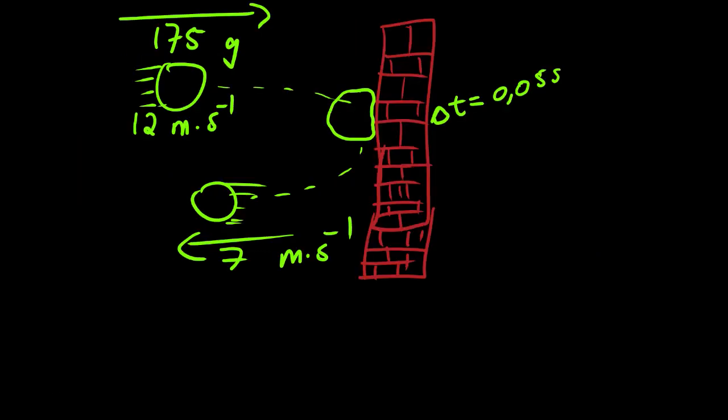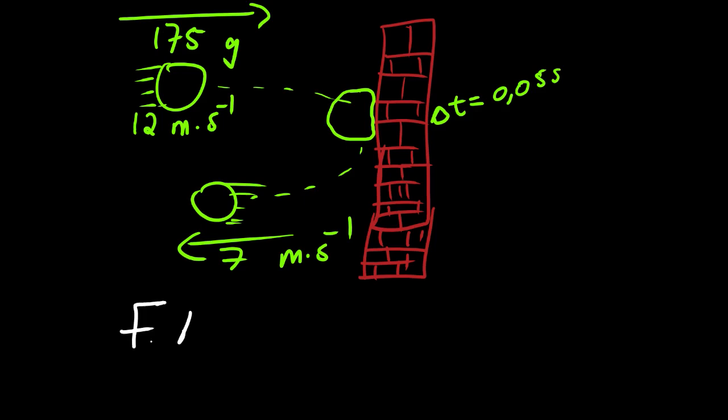Suppose you have this scenario. We have a ball moving towards a wall at 12 meters per second. The mass of the ball is 175 grams. After hitting the wall, it goes in the opposite direction at 7 meters per second. The ball makes contact with the wall for 0.05 seconds. So the duration of contact is 0.05 seconds. Calculate the impulse of the ball.